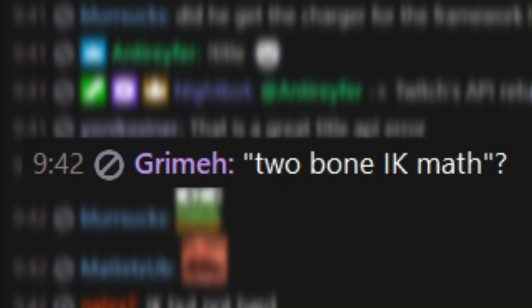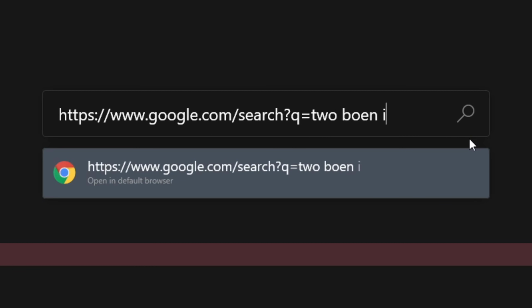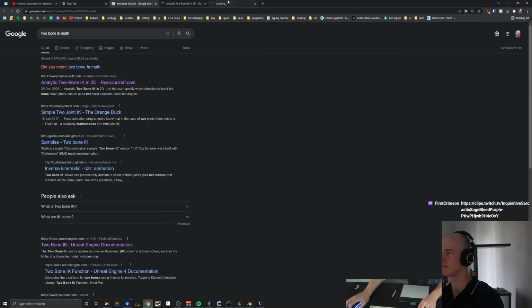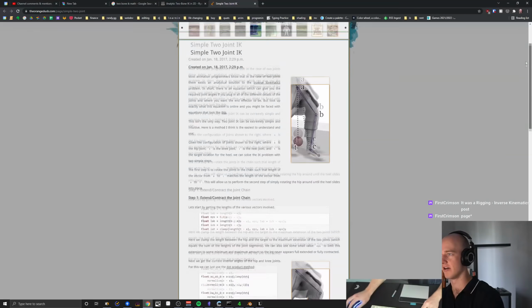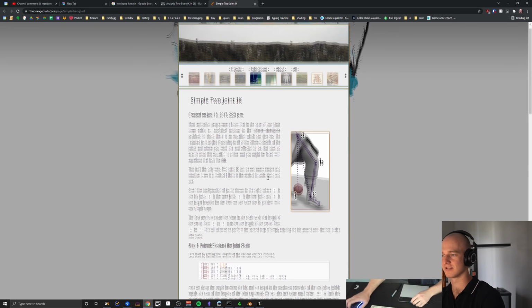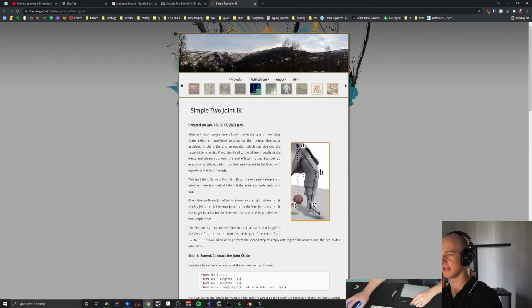Two-bone IK math. That could be good to Google. Two-bone IK math. There we go. Plenty of stuff. I don't know why I didn't think of that. Oh, this looks good. Hell yeah. This looks hella yummy. Thank you, Grimmett. So let's work our way through it and see if it's what I need.